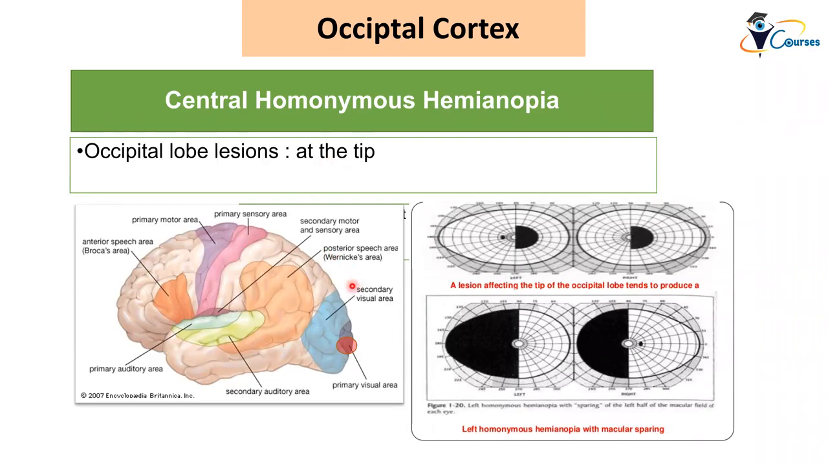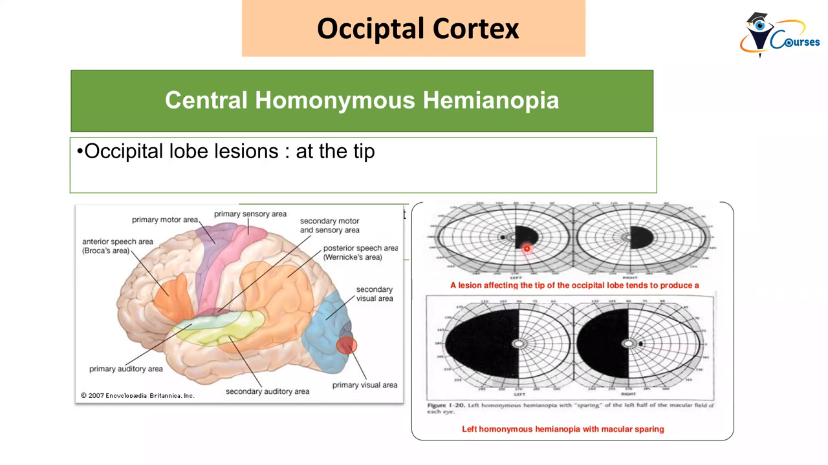Also, if there is a lesion not involving the occipital cortex as a whole, but just involving the tip, only the tip of the occipital cortex, this will result in central homonymous hemianopia, because it will only involve the central fibers. You remember the posterior lesions in the chiasma causing central bitemporal hemianopia? The same thing here. Lesions involving the central part of the occipital lobe will only involve the macular fibers. So they will only involve the central visual field.